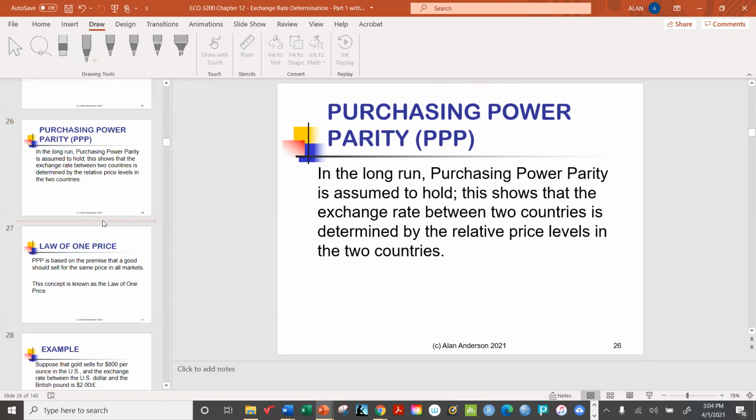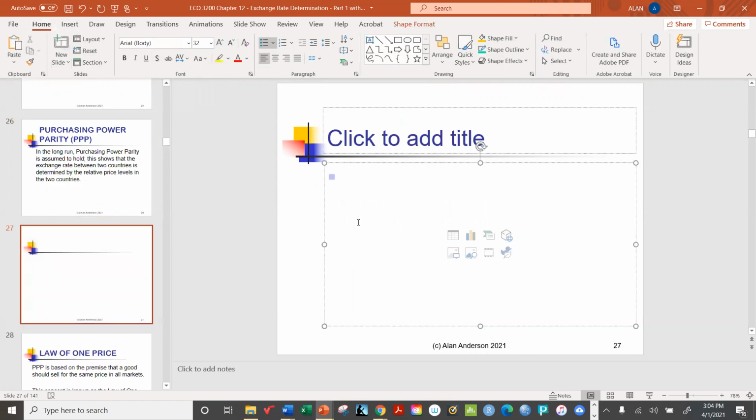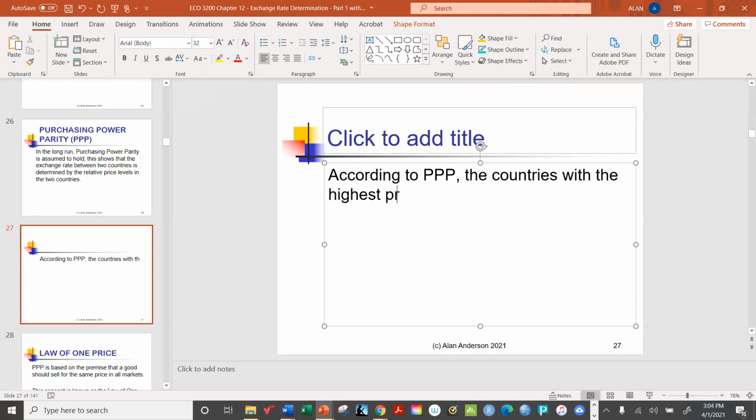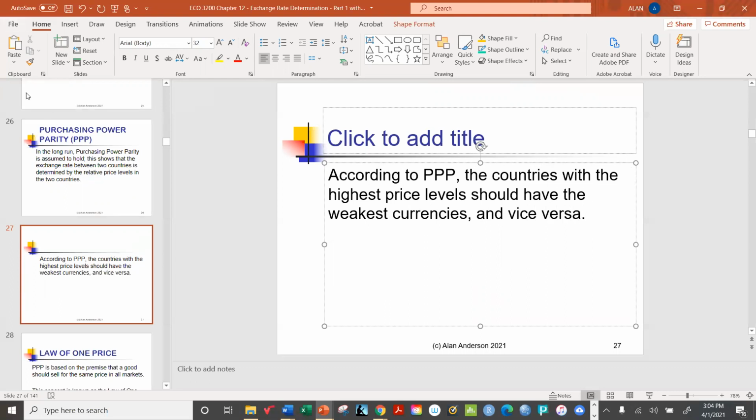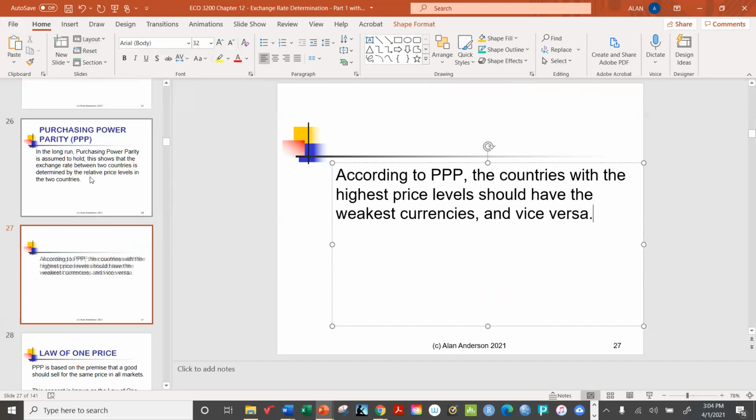All right, so let me just sneak that in here. That's an important detail. According to PPP, the countries with the highest price levels should have the weakest currencies, and of course, vice versa. So this kind of makes sense. The idea is that countries with a high price should have weaker currencies.